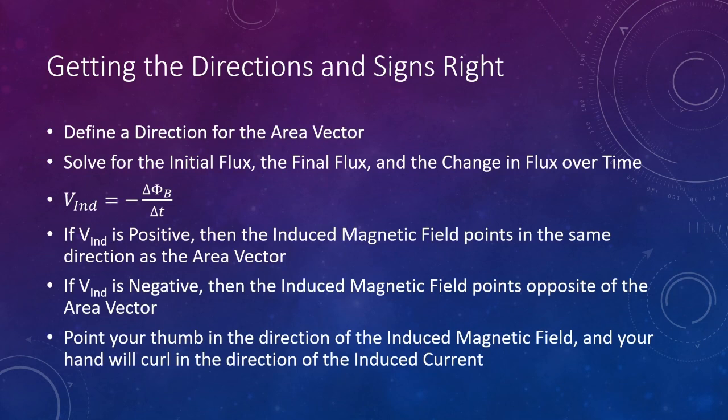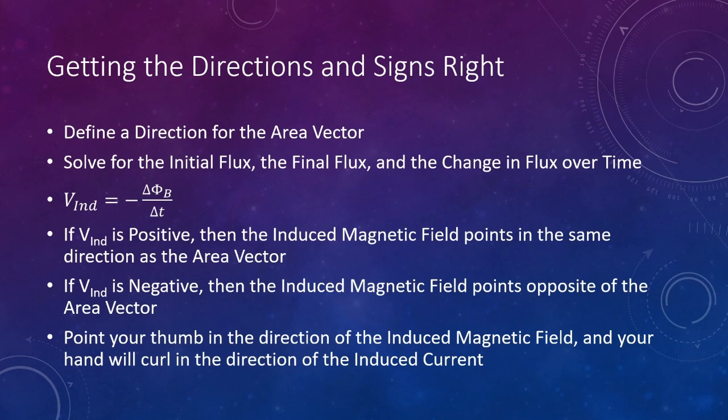So again, the general algorithm you'll use to solve these sort of problems is first define a direction for the area vector and keep it consistent. Then solve for your initial flux, final flux, change in flux over time. Your induced potential is going to be minus that change in flux over time. Then what you'll do is reference the sign of your induced potential back to your area vector. If your induced potential is positive, then the induced magnetic field points in the same direction as your area vector. Likewise, if the induced potential is negative, then the induced magnetic field points opposite of the area vector.